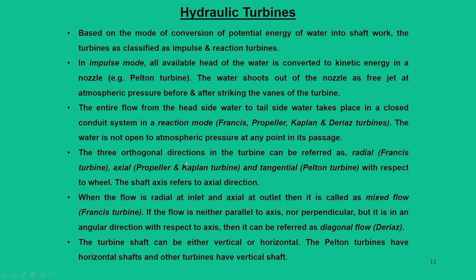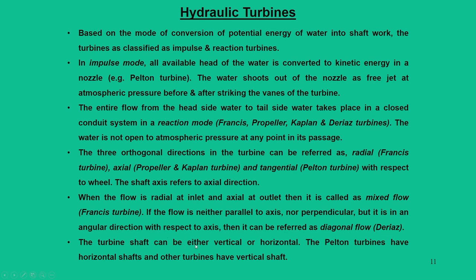Then, depending on the orthogonal directions in the turbines, flow can be considered radial, which is the Francis turbine, axial flow like the propeller and Kaplan turbine, and tangential flow for the Pelton turbine with respect to the wheel, and the shaft axis refers to the axial direction. Now, when the flow at the inlet is radial and the outlet is axial, we call it a mixed flow. If the flow is neither parallel to the axis nor perpendicular, but moves in an angular direction with respect to the axis, we call this a diagonal flow. Such an example is derived for turbines.